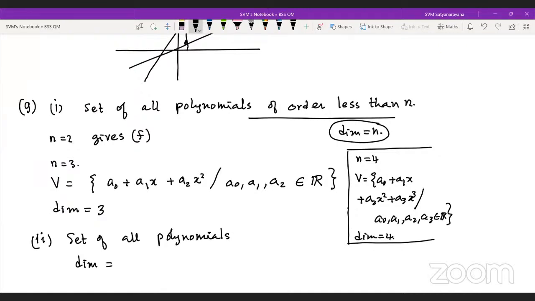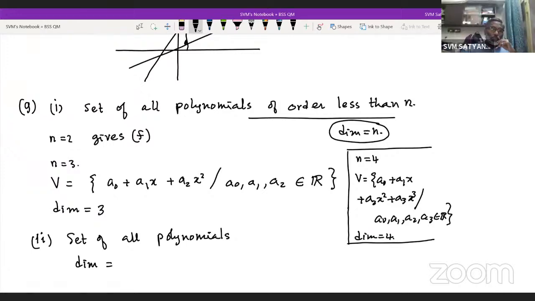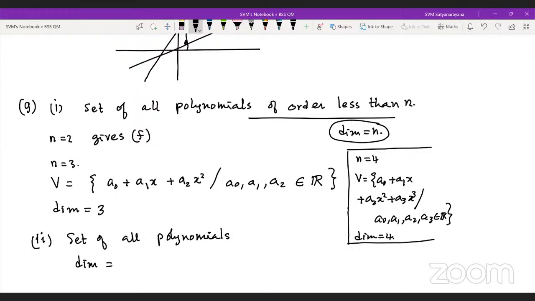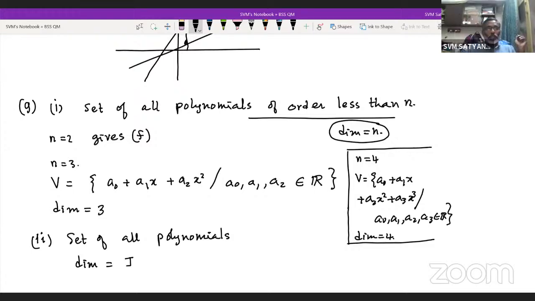There is no restriction. All polynomials. So the dimension is infinite, right? I haven't defined any order. So we can have vector spaces whose dimension is finite, and whose dimension is infinite. This is the first time we are coming across an example where the dimension is infinite.